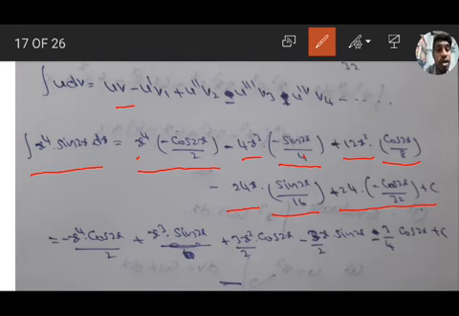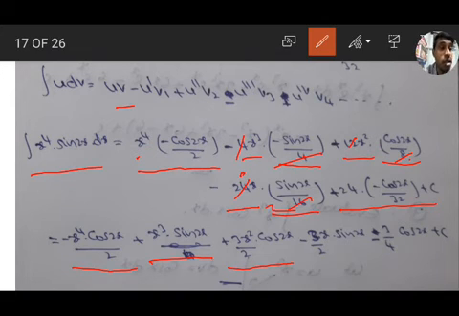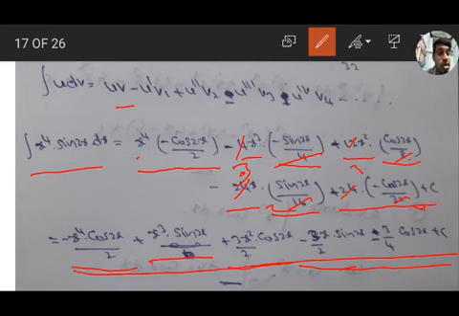And simplification: minus x to the power of 4 into cos 2x by 2, here 4 cancels. Plus x cube into sin 2x, here 4 threes are 12 and 4 twos are 8, so 3 by 2 x square into cos 2x. And minus 3 by 2 x into sin 2x, here 8 threes are 24, 8 fours are 32, so minus 3 by 4 into cos 2x plus c. This is the answer.